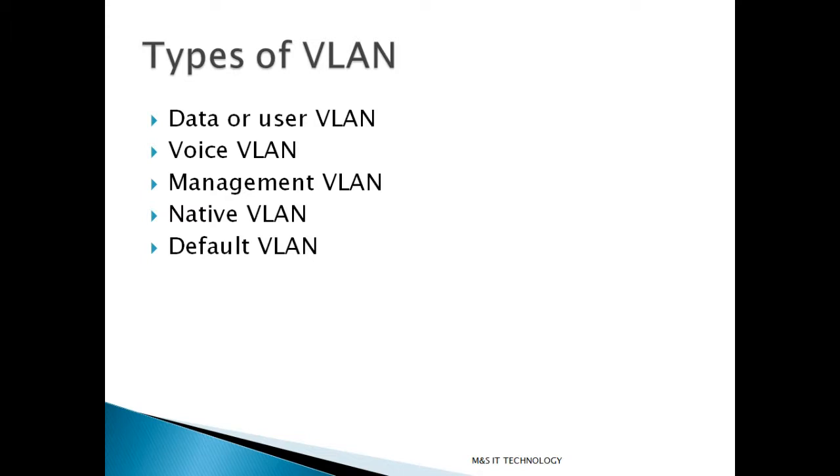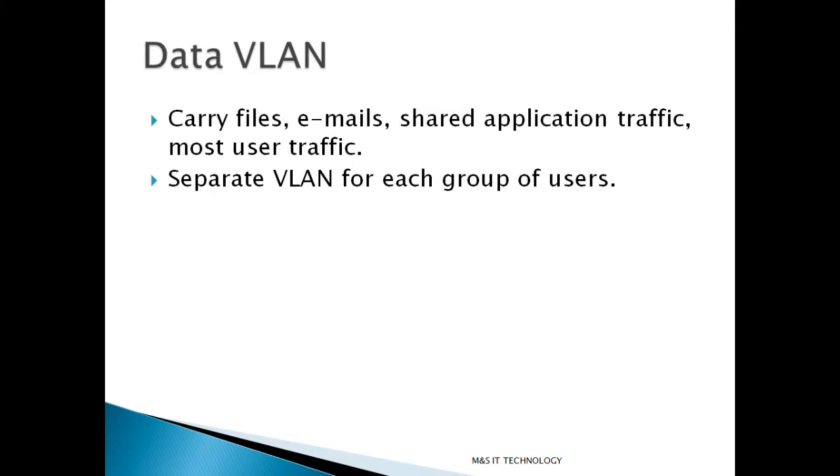Types of VLAN. There are a total of 5 types of VLANs: Data or user VLAN, Voice VLAN, Management VLAN, Native VLAN, and Default VLAN. Data VLAN is used to carry files, emails, shared application traffic, and most user traffic. Use a separate VLAN for each group of users.